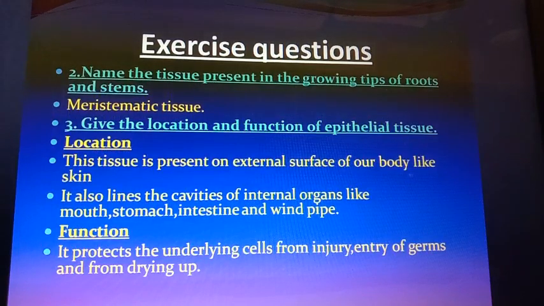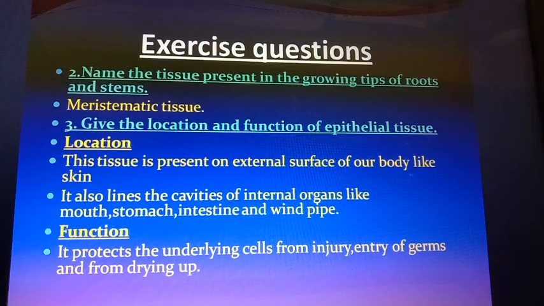Next question, name the tissue present in the growing tips of roots and stems. Answer is the meristematic tissue. Next question, give the location and function of epithelial tissue.